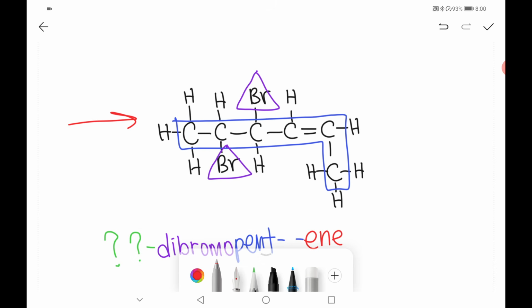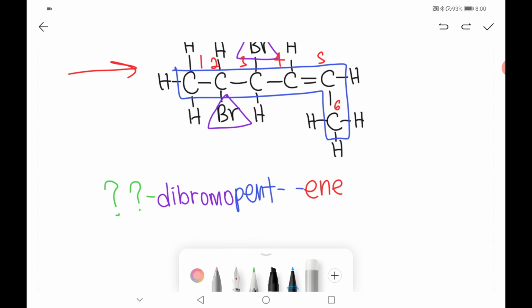So if you count from the left to the right hand side, this is carbon number 1, carbon number 2, carbon number 3, carbon number 4, carbon number 5, and carbon number 6. As you can see, one of the bromine is on carbon number 2, another bromine is on carbon number 3. So now we know already the location for the branch, which is on carbon number 2 and carbon number 3. And when you have two numbers, remember in between them you need to put a comma.